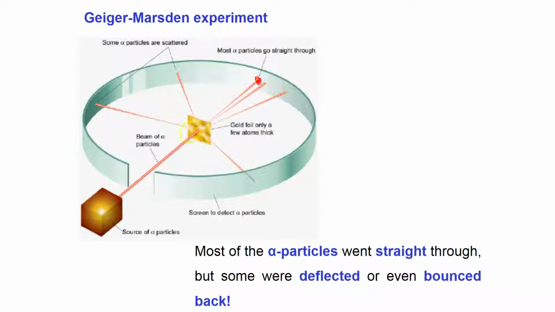However, what he found was that a significant number of the alpha particles scattered. In fact, some of them even scattered behind the gold foil. So they must have hit something really, really heavy to deflect them in this way.